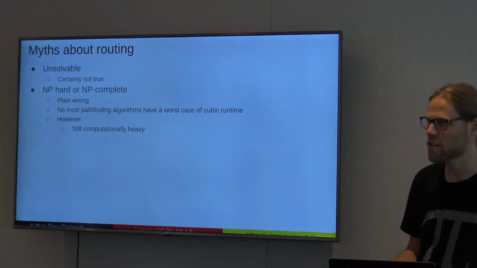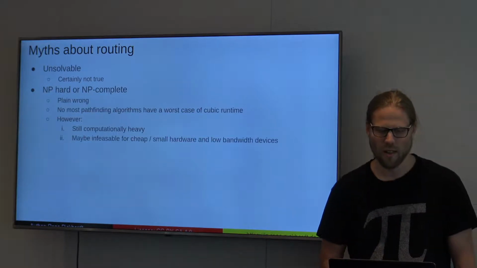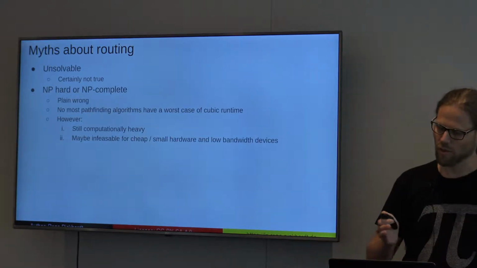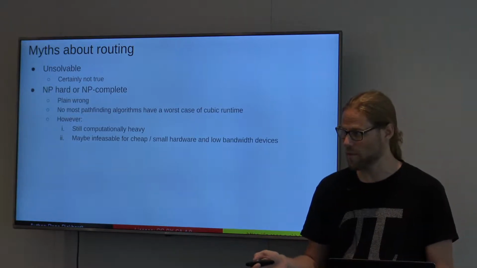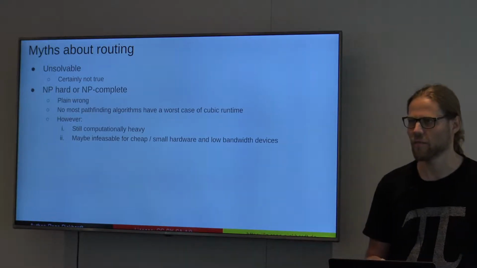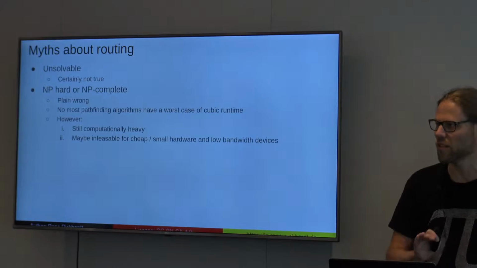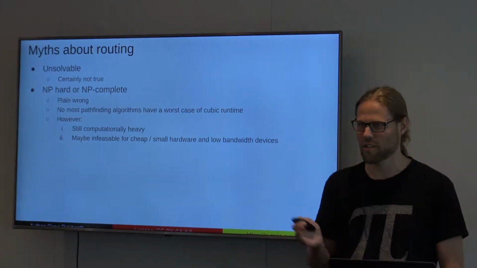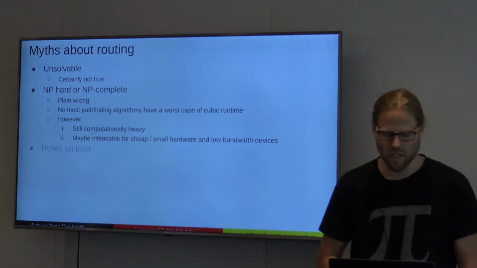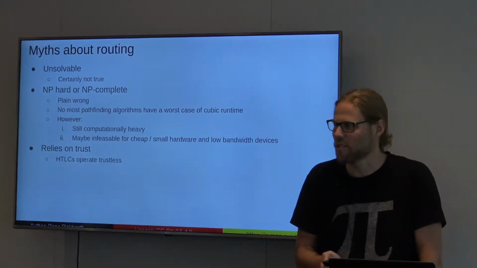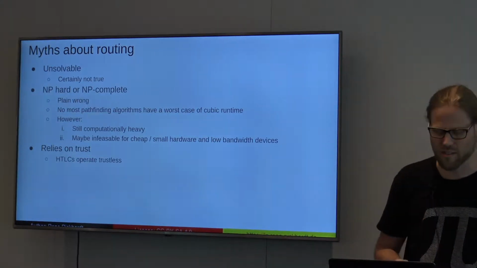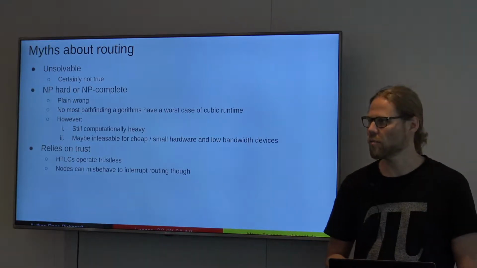However, it's still computationally heavy, and maybe if the Lightning Network really grows, it becomes infeasible for cheap or small hardware or low bandwidth devices. So that's something I think we as a community should be honest about, to acknowledge that routing still is a difficult problem. Some people would argue it relies on trust. I would argue that HTLCs operate in a trustless manner, so that should not be true.